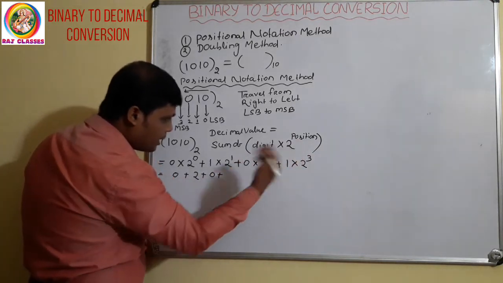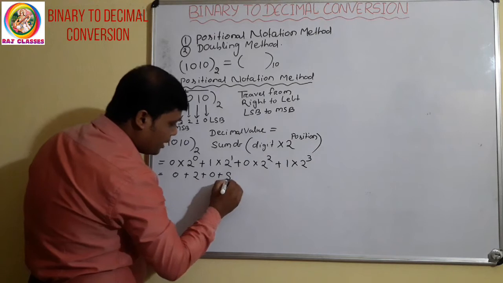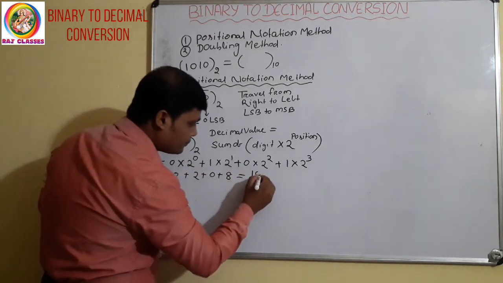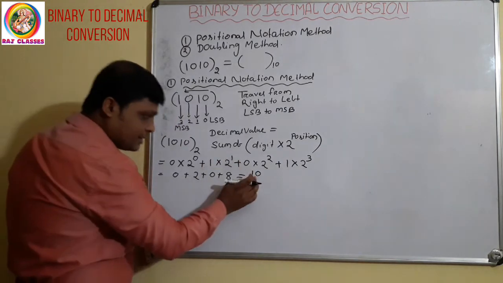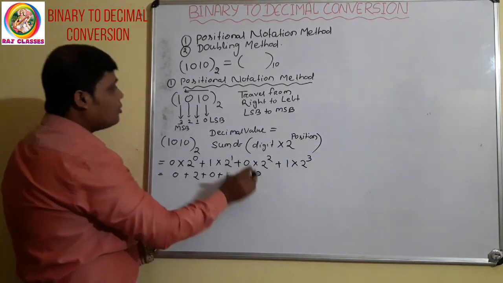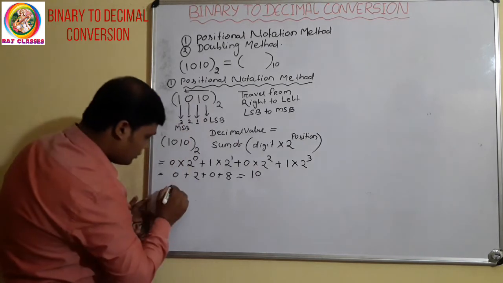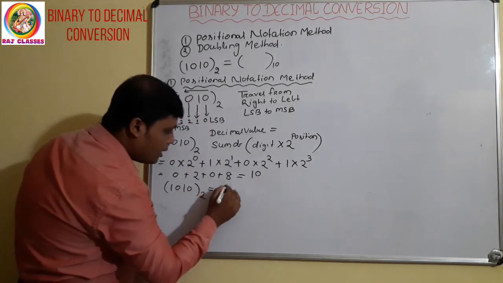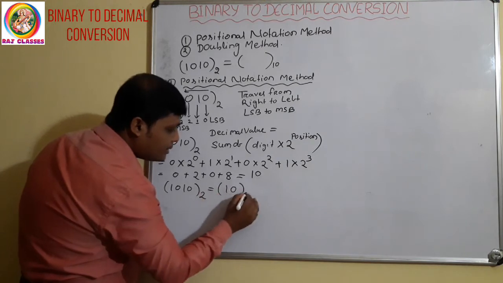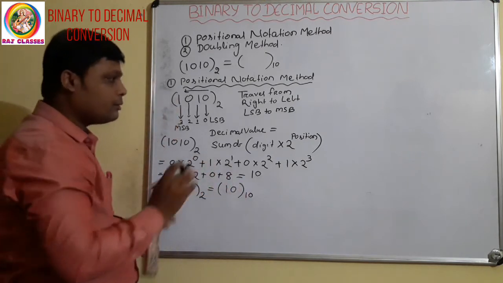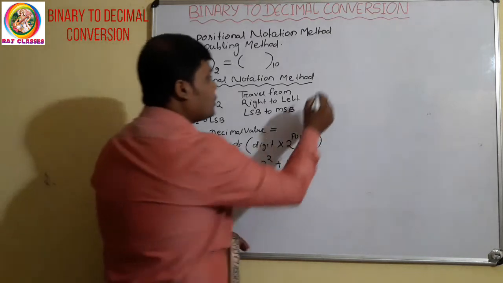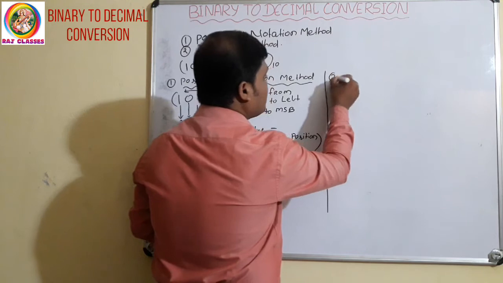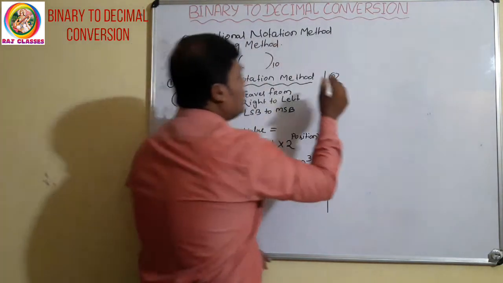2 to the power 3 is 8. This will be 8. Clear? And the total will be 10. Clear? This is the decimal value for 1010. 1010 base 2 will be 10 base 10. Clear? Now come to the second method, that is the doubling method.